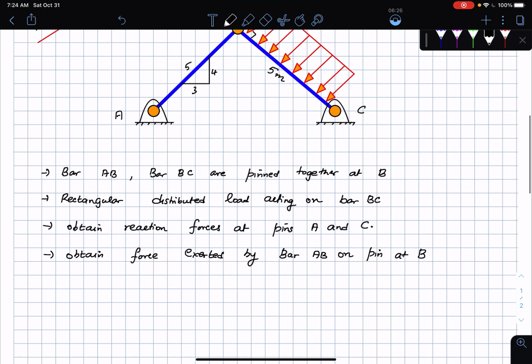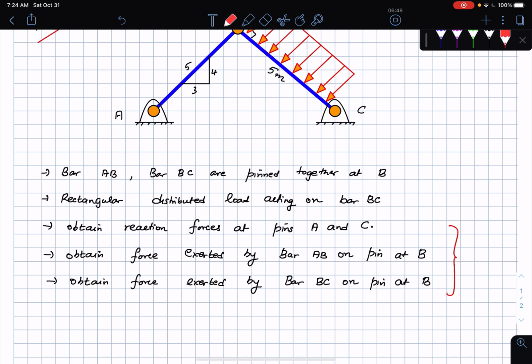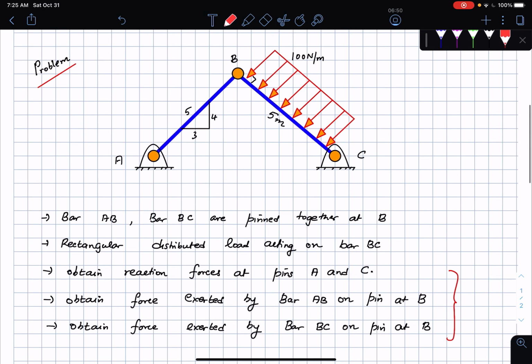Okay, then one more thing we need to find out is to obtain the force exerted by the bar BC on the pin at B. So these are the three things that we need to obtain. And here is the problem.